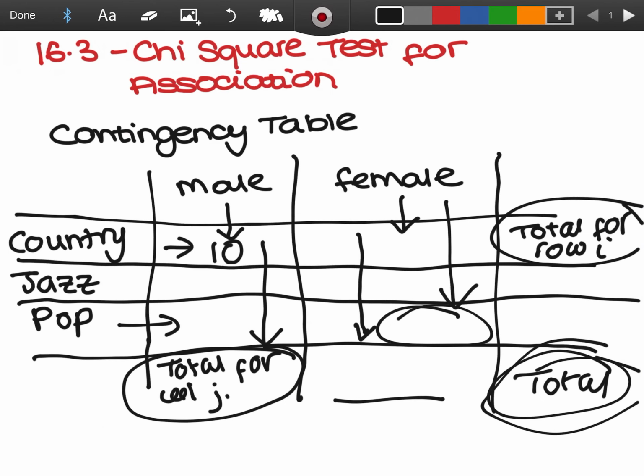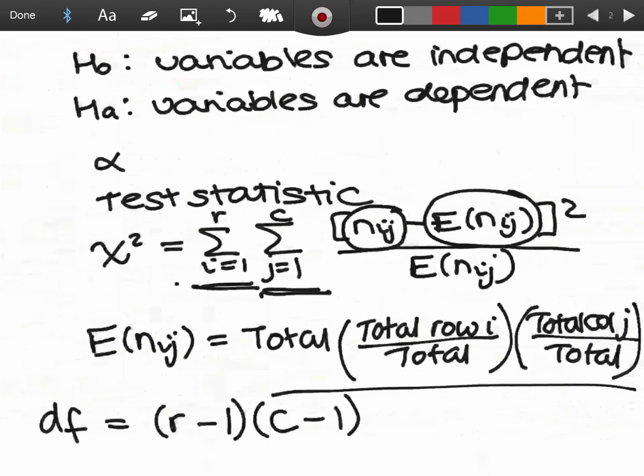So in our case here, the number of rows minus 1 would give me 2. The number of columns minus 1 would give me 1. Multiply those two numbers together, I get 2. So I would have 2 degrees of freedom in this case. When you look up the critical value in the chi-square table, you need the significance level alpha and you need the degrees of freedom, which is given by this.